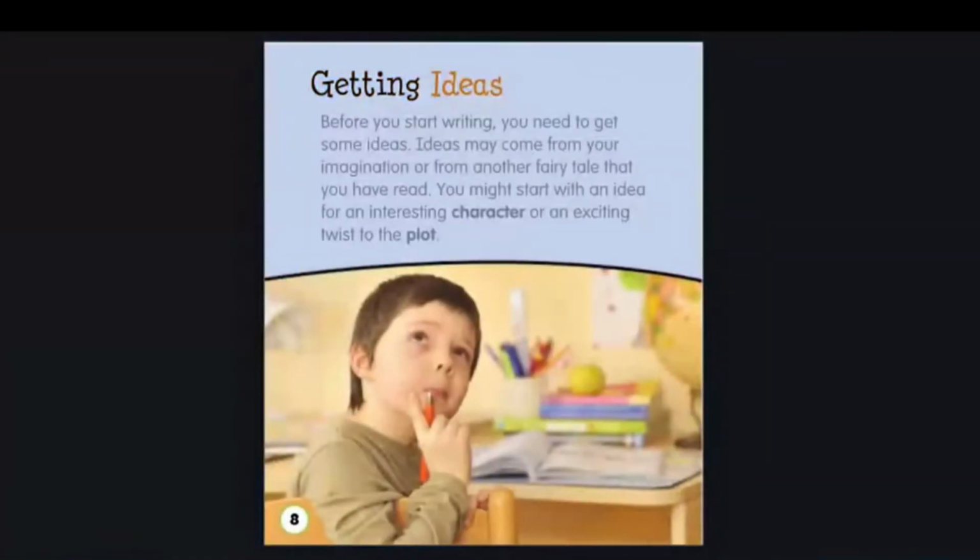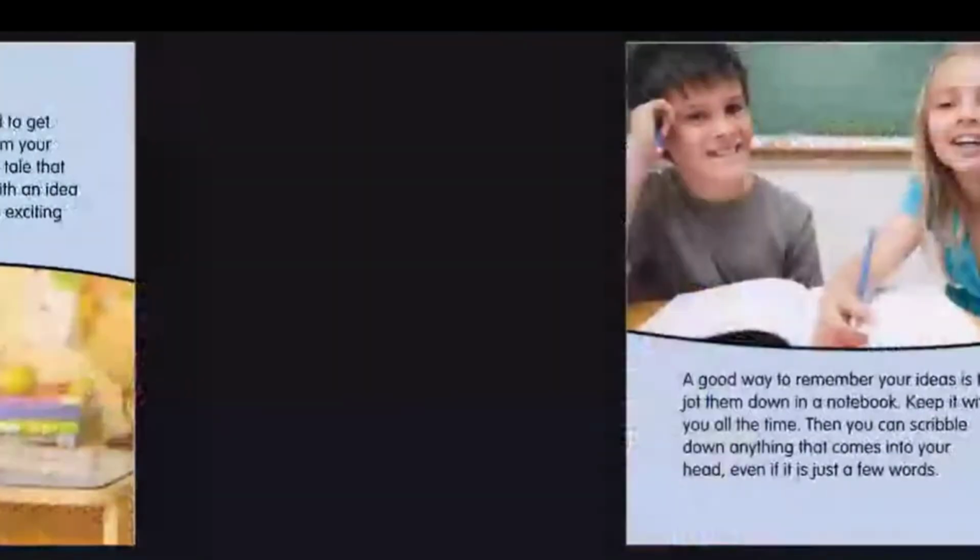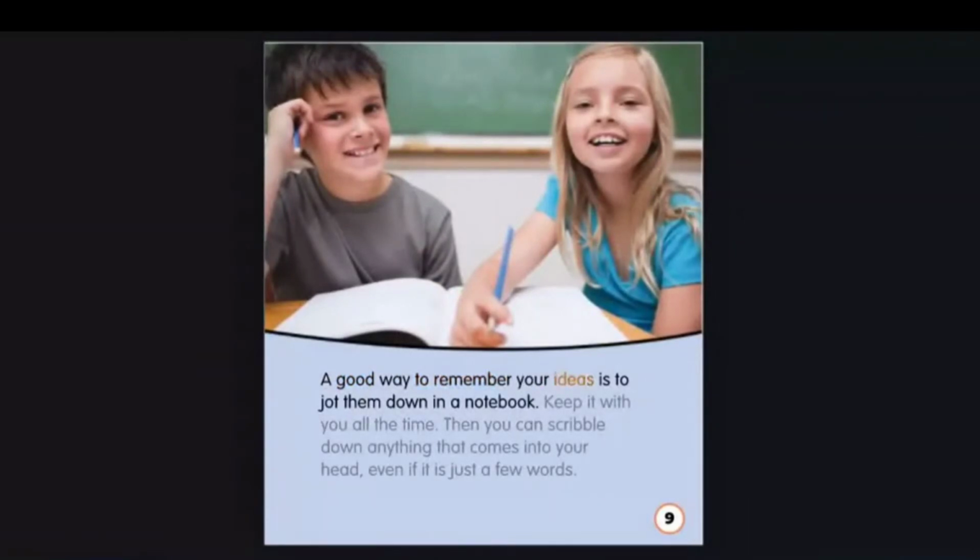Getting ideas. Before you start writing, you need to get some ideas. Ideas may come from your imagination or from another fairy tale that you have read. You might start with an idea for an interesting character or an exciting twist to the plot. A good way to remember your ideas is to jot them down in a notebook. Keep it with you all the time. Then you can scribble down anything that comes into your head, even if it is just a few words.